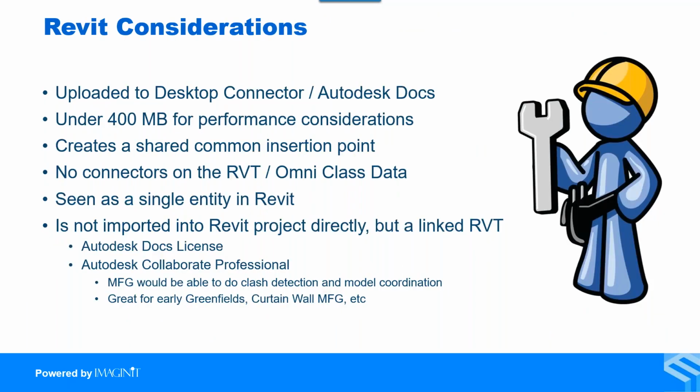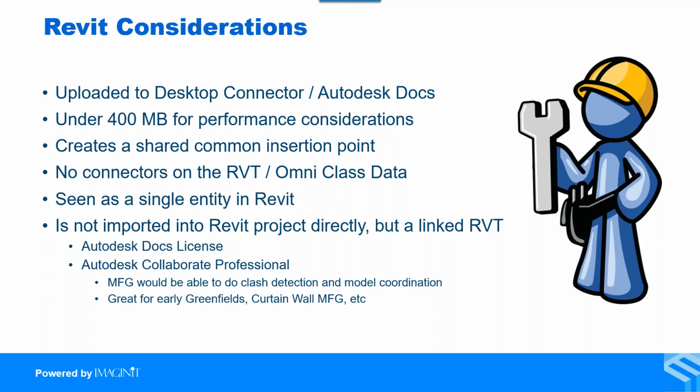Now, when I put it back up to Revit, again, there's a couple ways to do it, as I mentioned, through the desktop connector and project sync to the doc system. A couple of things to remember about the size that you're creating of your Inventor projects. When that RVT gets created, you want to keep it under 400 megabytes. If it's much larger than that, it becomes hard for the Revit user to handle it.